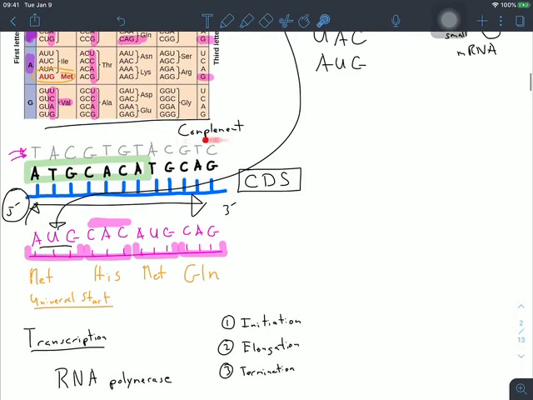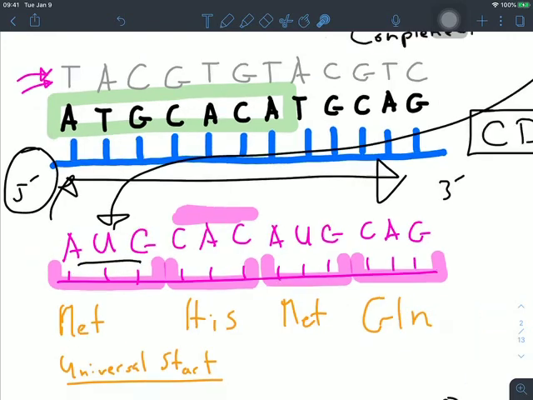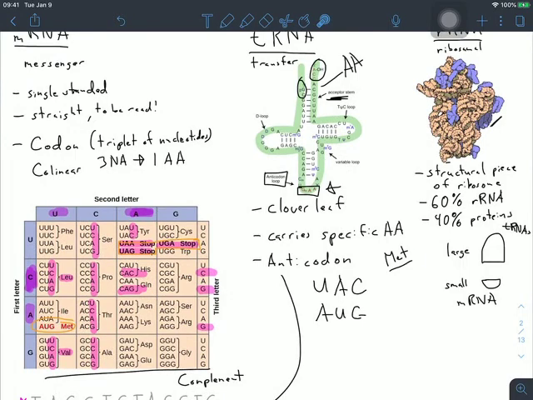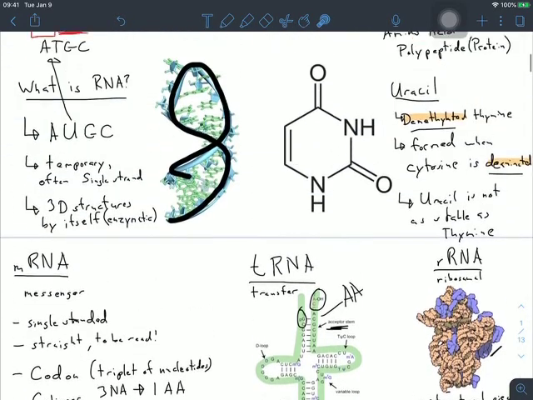Know how to complement DNA in order to make the complementary strand of DNA, and then how to transcribe it into RNA, basically changing your T's into U's, right? So if you compare this sequence to this sequence, you'll see that this has T's, this has U's. That's your transcription. And then know how to read a codon table. Know your differences between your different RNAs, mRNAs, tRNAs, and rRNAs.